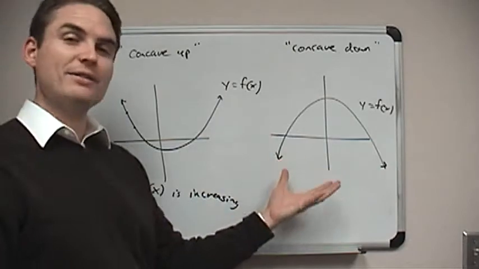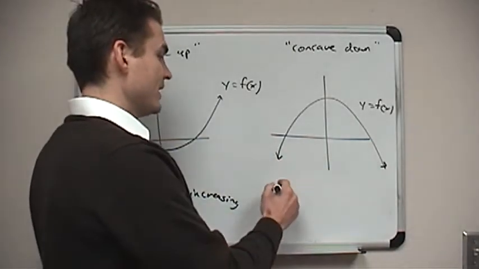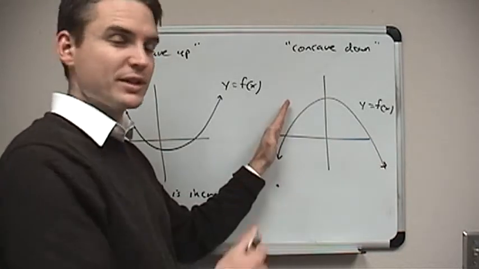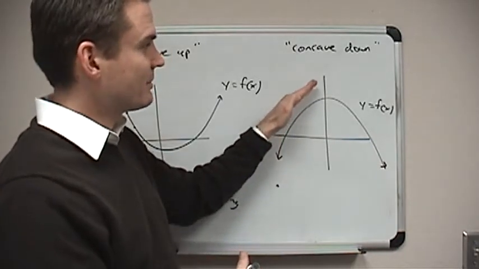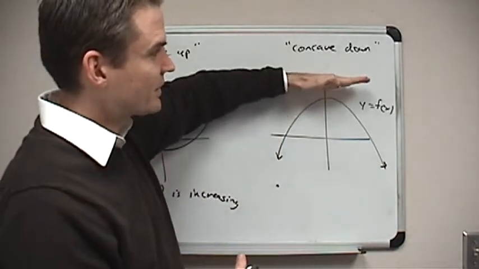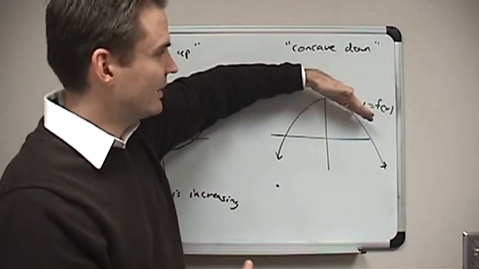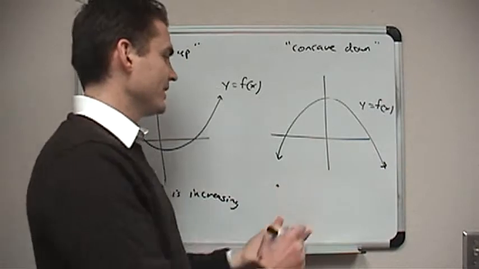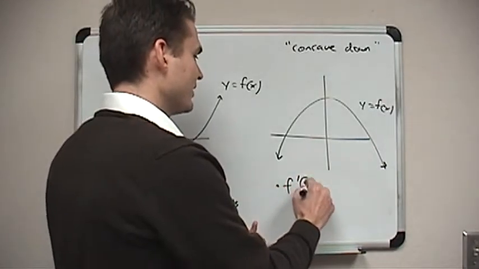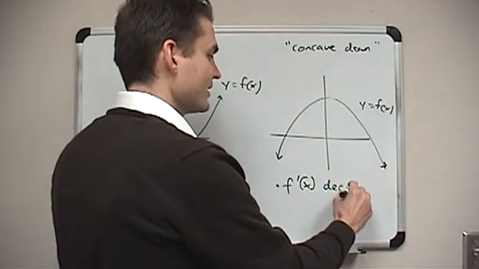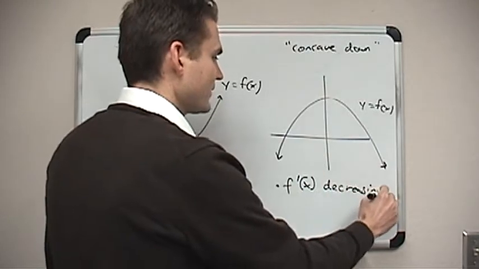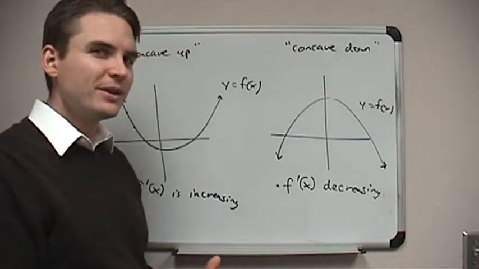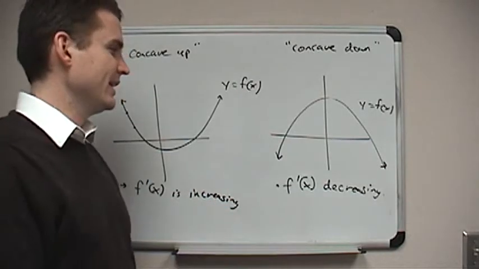Now of course when a graph is concave down, it's just the opposite. As we go from left to right along this curve, the derivative, for instance, starts positive, but then it becomes less and less positive. Eventually the slope is 0, then it becomes negative and more negative. So for a graph to be concave down, the derivative has to be decreasing from left to right. So again, that's the idea that a change in the derivative is what determines concavity.